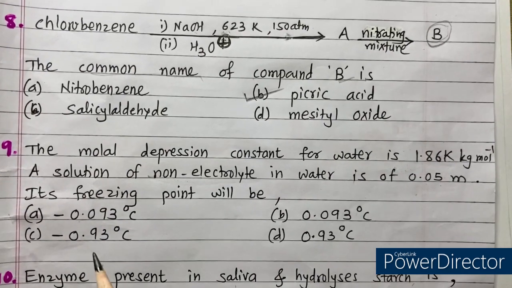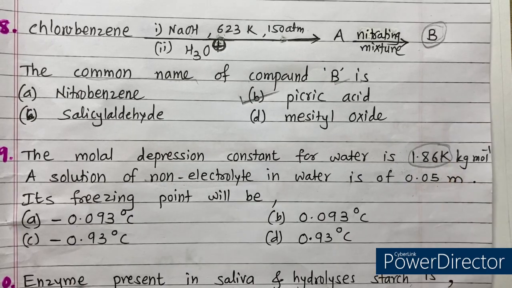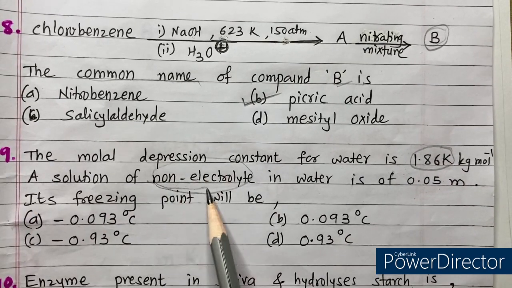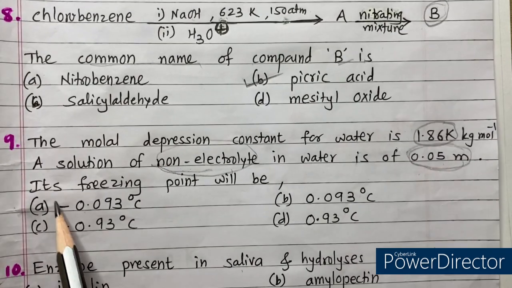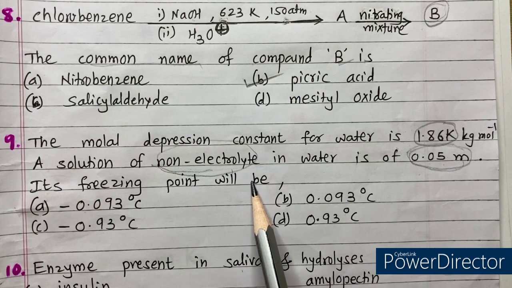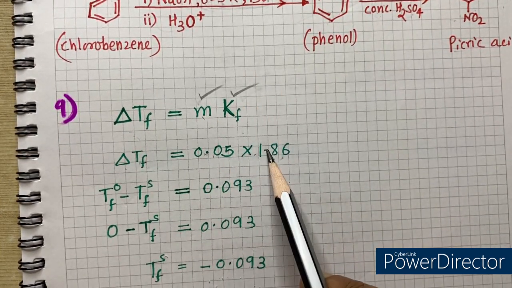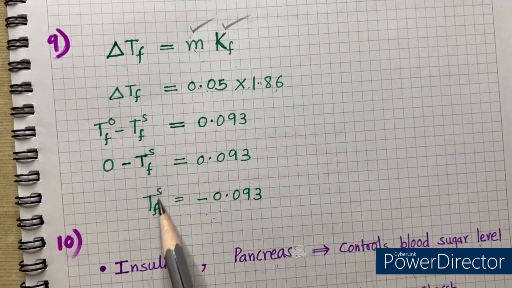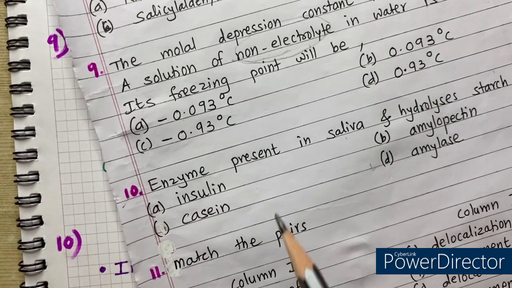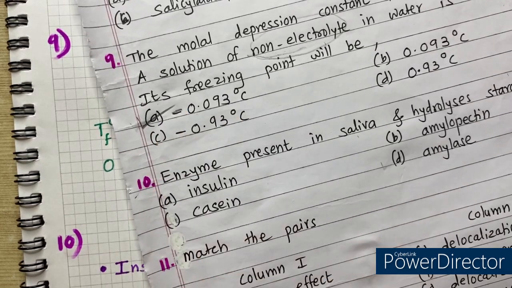Next question. The molal depression constant for water is given, that is, Kf is given. A solution of a non-electrolyte in water, very important, has the given molality. Then its freezing point will be, that is, the freezing point of the solution. We know this formula: molality given, Kf given. Next, find out first delta Tf and then the freezing point of the solution, that is 0.093 minus this, so this is the answer.